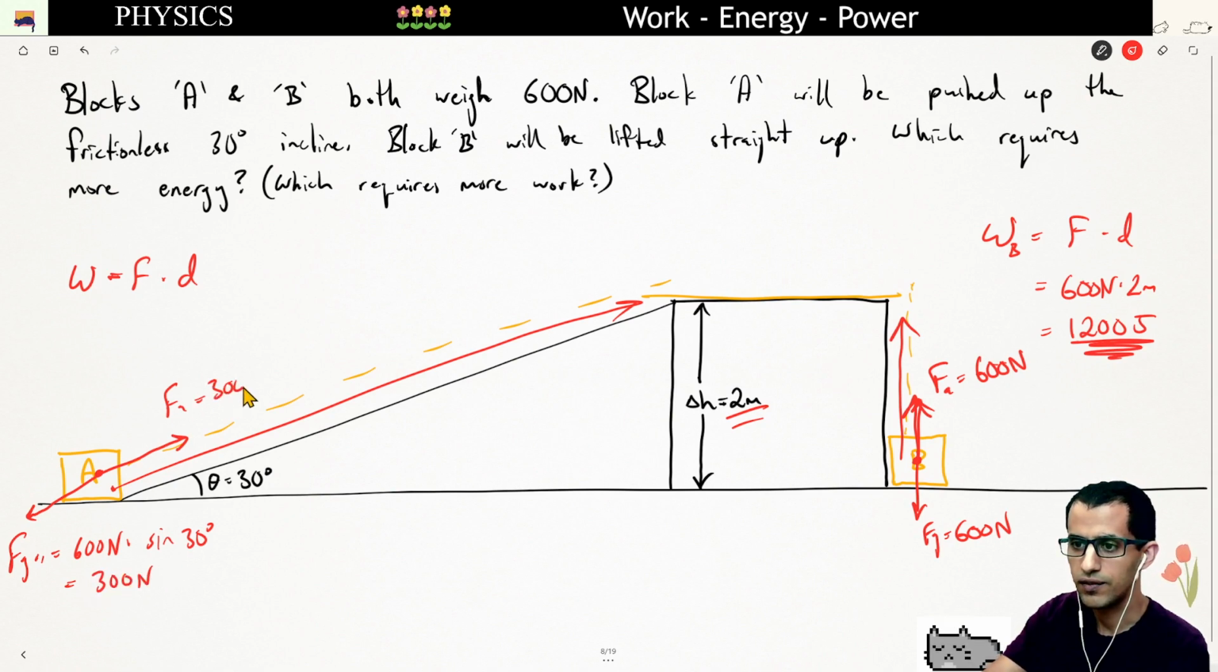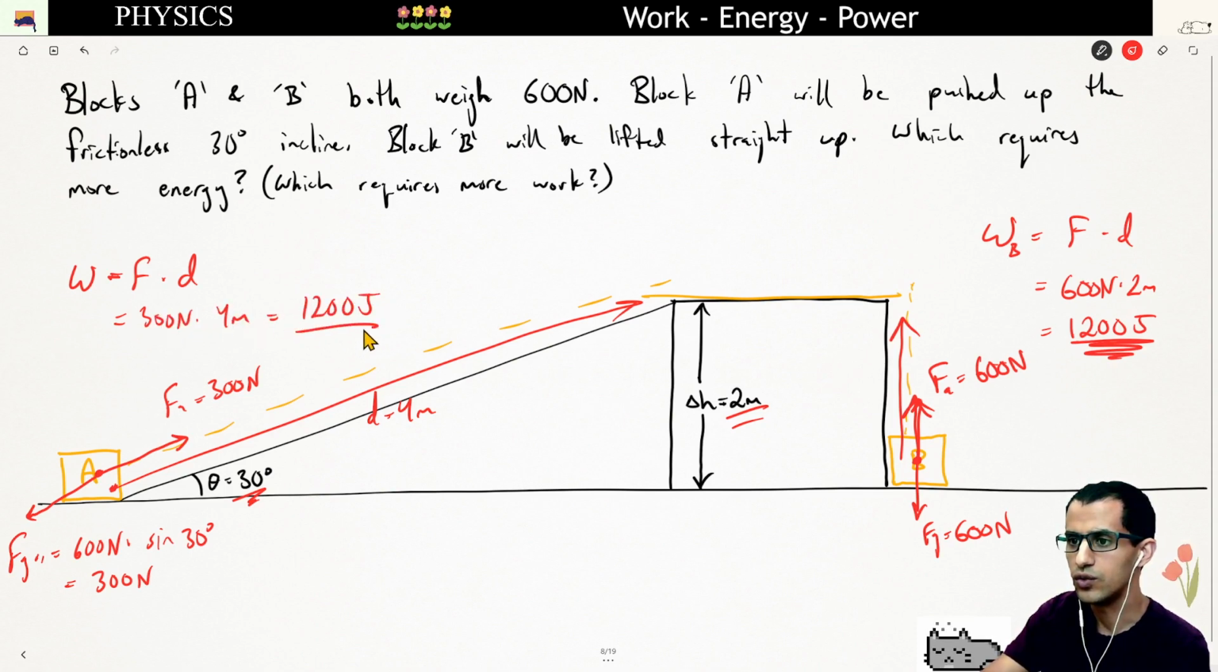So we have to apply a 300 newton force. The displacement here, because of this 30-degree angle, is going to be twice the displacement here. So this displacement is going to be equal to 4 meters. And when we do that math, we get 300 newtons times 4 meters, and we also get 1200 joules here.